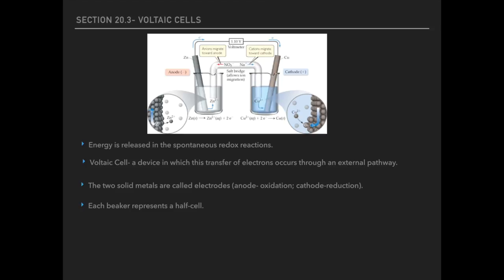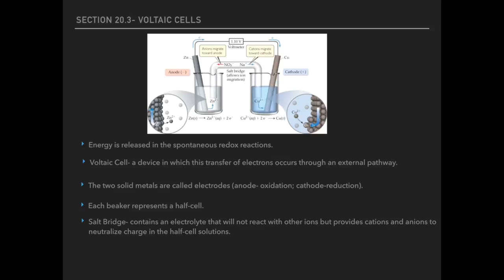And so the last component of the voltaic cell here is the salt bridge. Now the salt bridge contains an electrolyte. It doesn't actually react with any of the other ions, but it provides cations and anions in order to neutralize the half-cell solution. So if you notice here, on the left-hand side, you have plenty of zinc ions, and so nitrate is going to go in there to help neutralize the zinc ions so you don't end up with a huge positive charge on that side, where oxidation is happening.